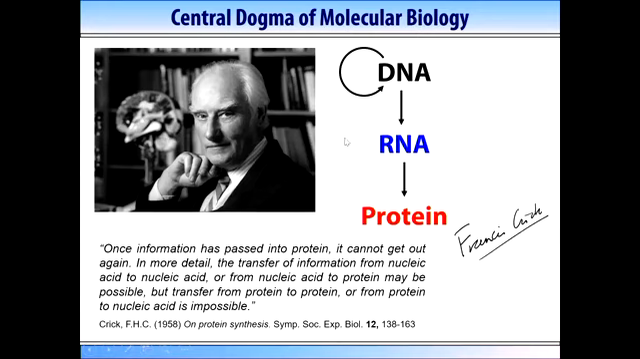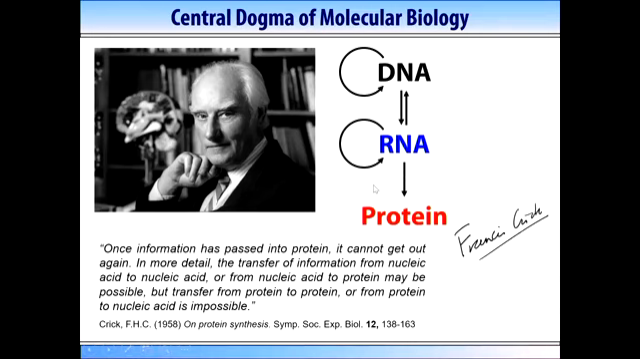That can be very easily depicted schematically like this. The information from DNA can be passed to DNA. That's the process of DNA replication. Or from DNA to RNA. That's the process of transcription. Or from RNA, it can be interpreted and turned into protein. But once the information got to protein, it cannot go back.